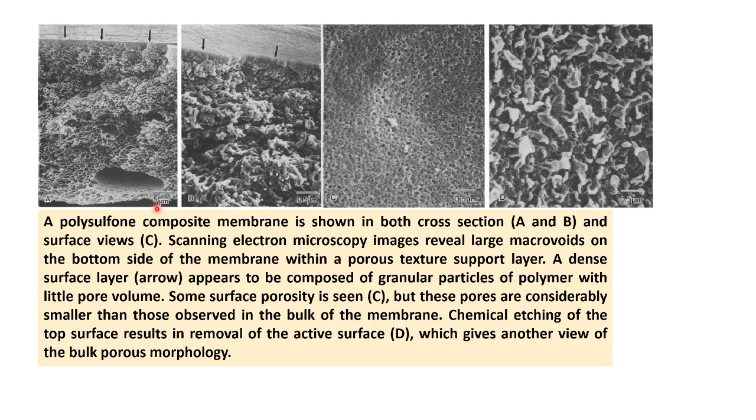Then this is the cross section of a polysulfone composite membrane. A and B are the cross section, and C is the surface view of the material, and this is after chemical etching of the surface. So it removes the active surface and it gives the bulk porous morphology.